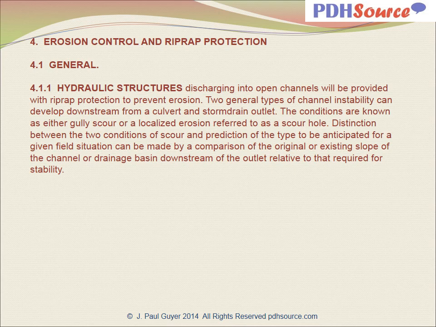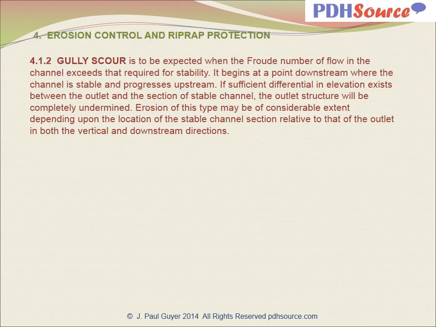And the distinction between the two conditions of scour, and prediction of the type to be anticipated for a given field situation, can be made by a comparison of the original or existing slope of the channel or drainage basin downstream of the outlet relative to that required for stability. Gully scour is to be expected when the Froude number of flow in the channel exceeds that required for stability. It begins at a point downstream where the channel is stable and progresses upstream.